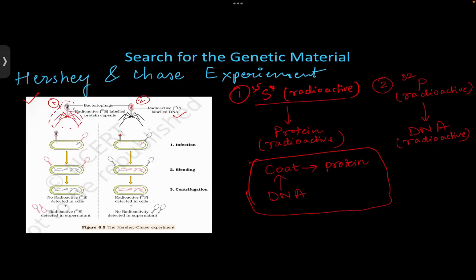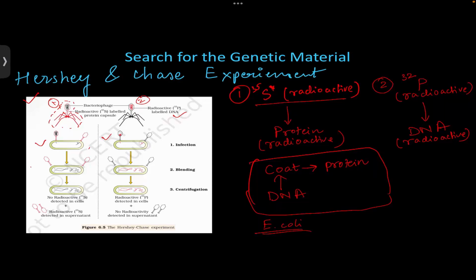Now, when these two groups of bacteriophages were one by one allowed to infect E. coli, or Escherichia coli, which is a bacteria, these bacteriophages were allowed to infect two sets of E. coli. In the first set, where the bacteriophage had radioactive protein, it attached to the green color bacterial cell wall. And in the second group also, the bacteriophage will attach to the green color cell wall. This is the infection step.